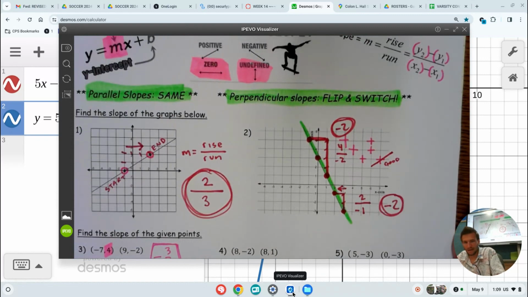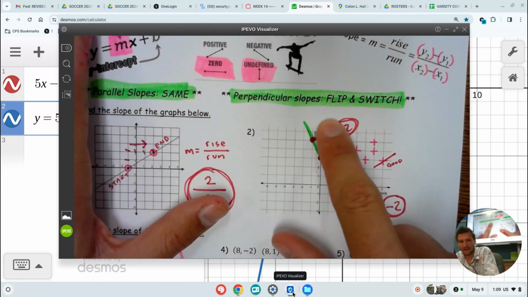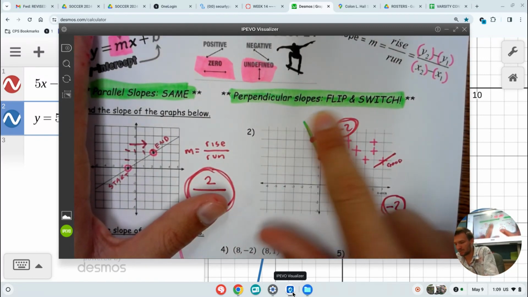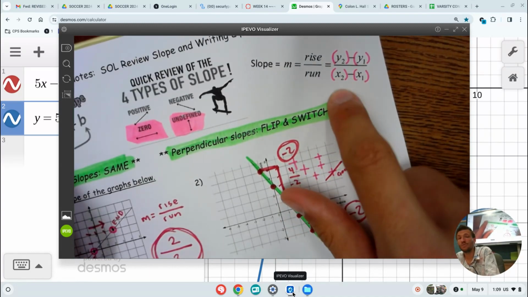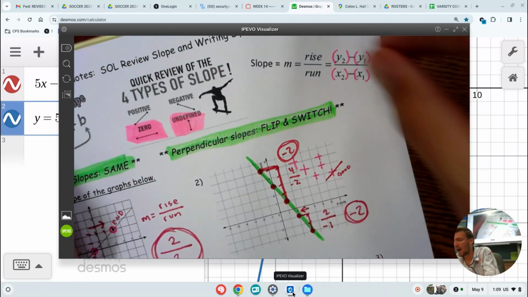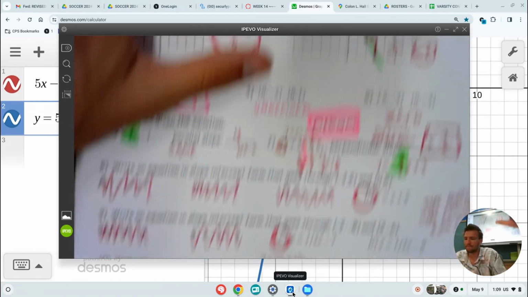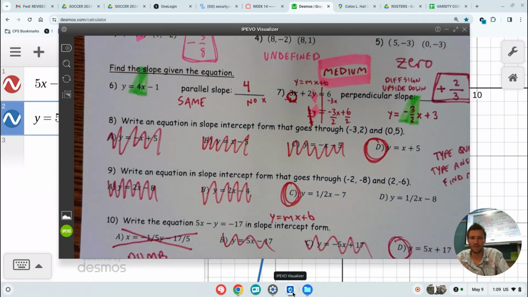I also want to point out to you perpendicular lines, which are opposite reciprocals, and then this slope formula. Make sure that when you do it, if you do it, you put the y numbers on the top. All right, there's plenty of notes on slope and writing equations. Hope this works.